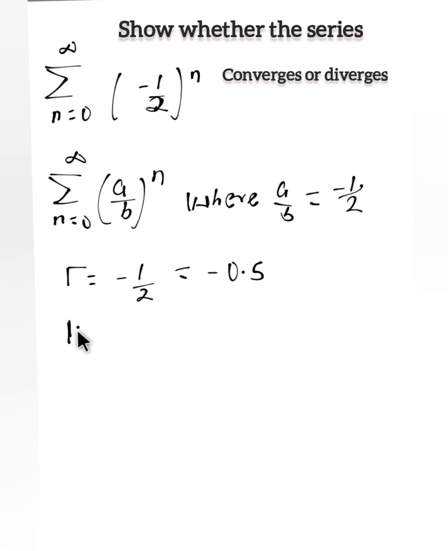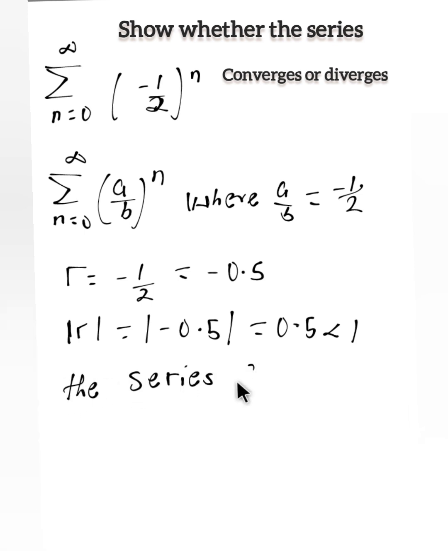Now the absolute value of r is equal to the absolute value of minus 0.5, and the absolute value of minus 0.5 is equal to 0.5, and this is less than 1. Hence, the series converges.